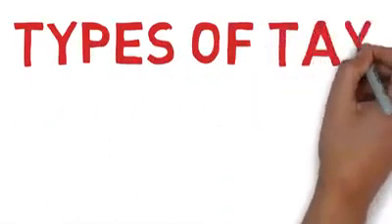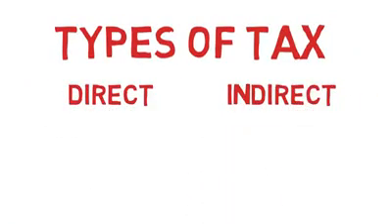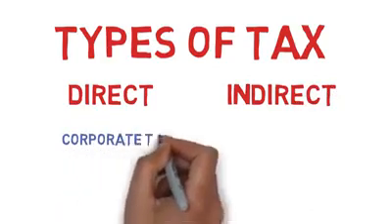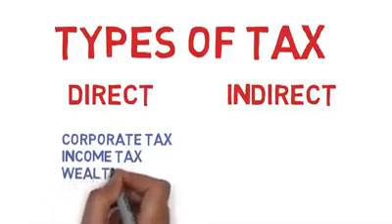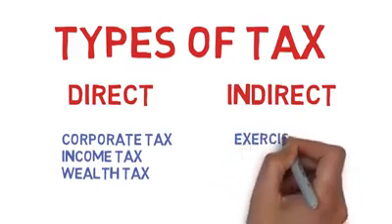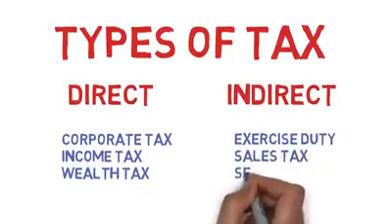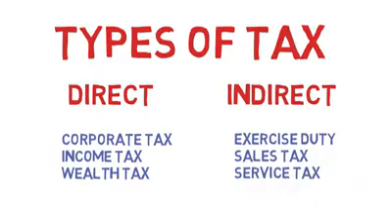There are actually two types of taxes. One is direct tax and the other is indirect tax. Direct tax is one whose liability cannot be shifted to someone else, like corporate tax, income tax, wealth tax, etc. But indirect tax is the tax whose liability can be shifted to someone else. It includes central excise tax, sales tax, services tax, etc.